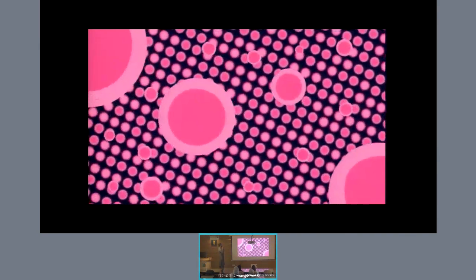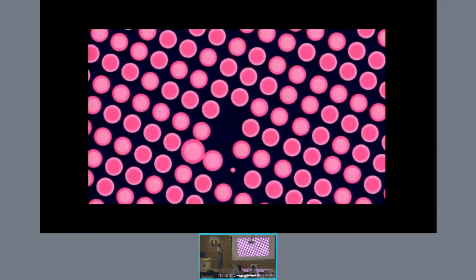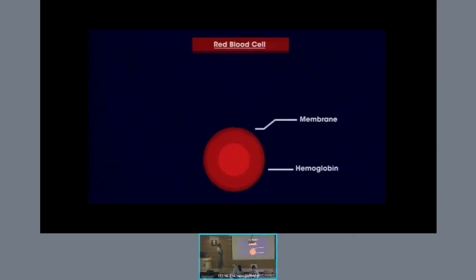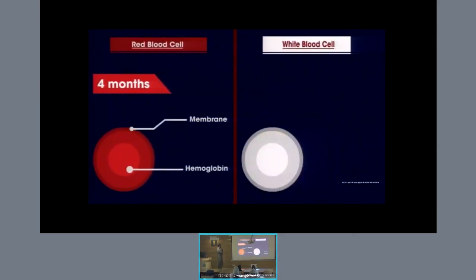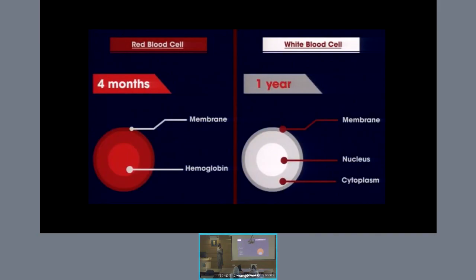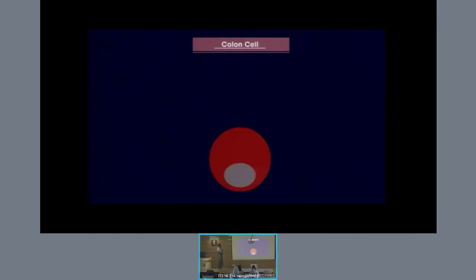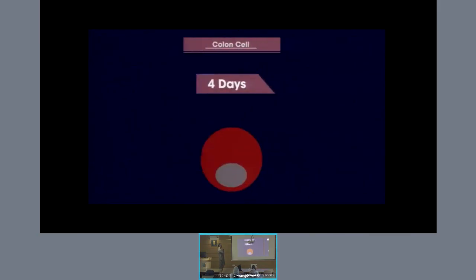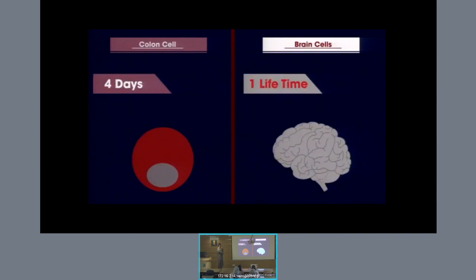Your body is made up of millions and millions of cells. In fact, there are between 50 and 75 trillion cells in the body. These cells are dying and being replaced all the time. Your red blood cells live about 4 months. White blood cells on average for over a year, whereas your colon cells have a lifespan of only about 4 days, whilst your brain cells last for a lifetime.